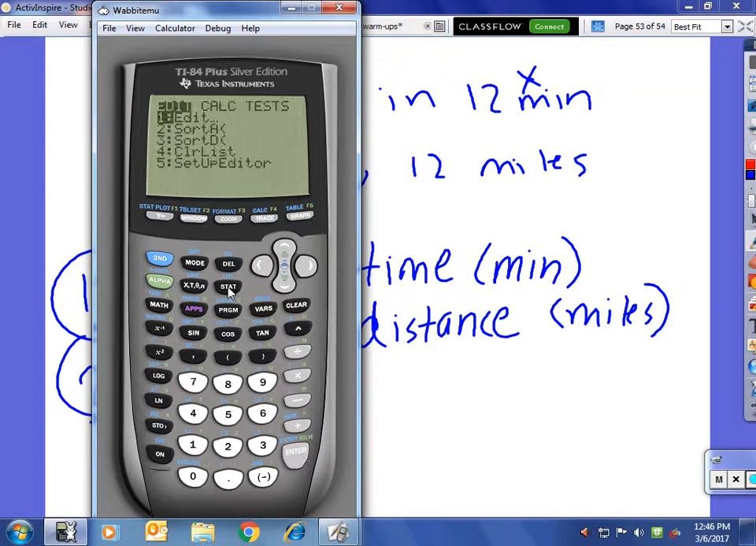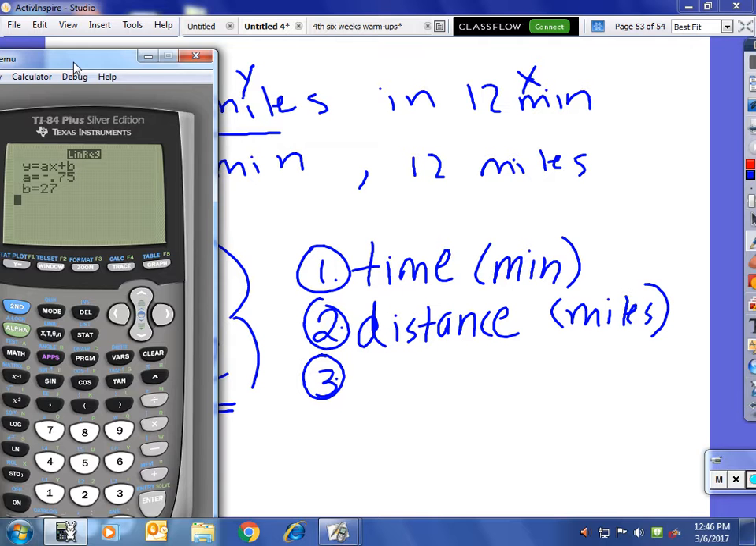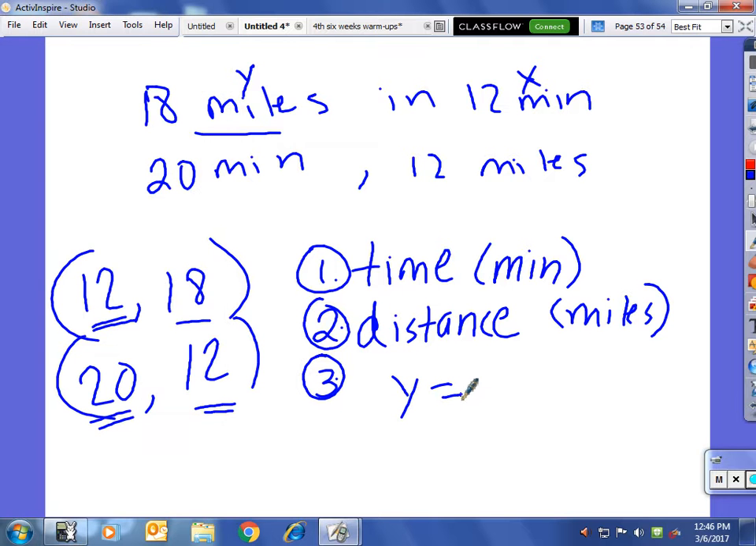Stat again. I already edited. Now I want to calculate. And I already told you this is a line. So we're going to go down to the linear regression and we're going to press enter a whole bunch of times until it tells us the equation. So what would we write for the equation? Now, they probably won't have a decimal. Y equals what? Negative 3/4 x plus 27.